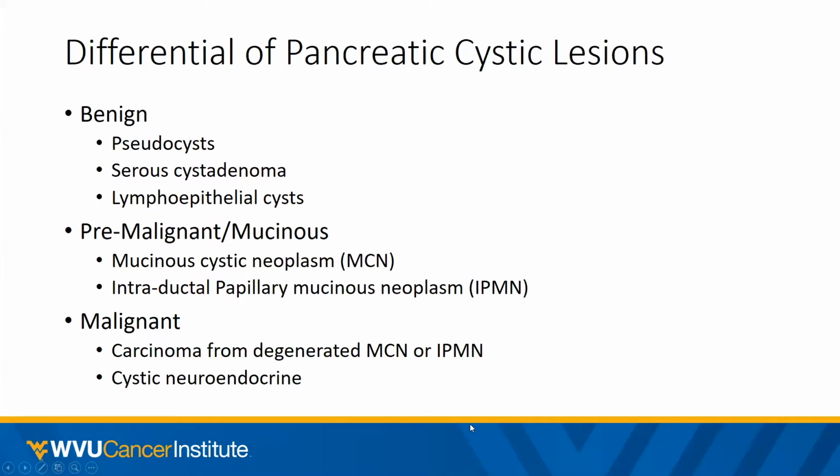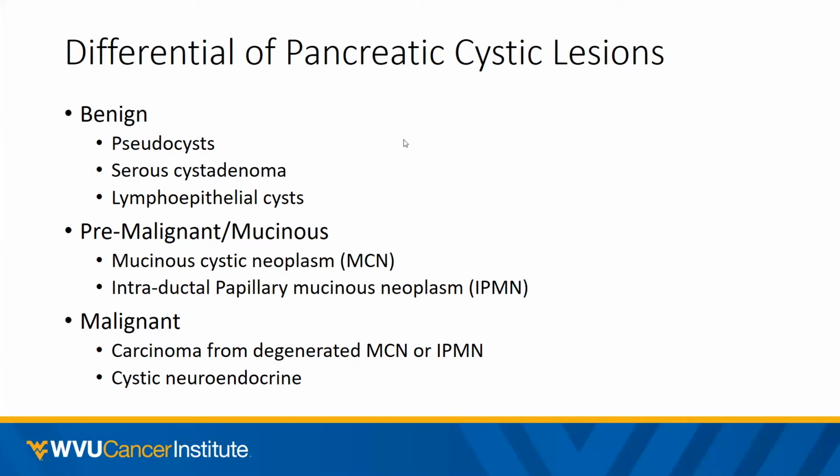So just to start out with a differential that's not meant to be extensive, but at least an overview of some of the more common things that we're thinking about. We generally break these up into benign, pre-malignant, and malignant cystic lesions. In the benign category, the most common thing we tend to see are pancreatitis-associated cysts, and we'll talk more about those later in the talk.